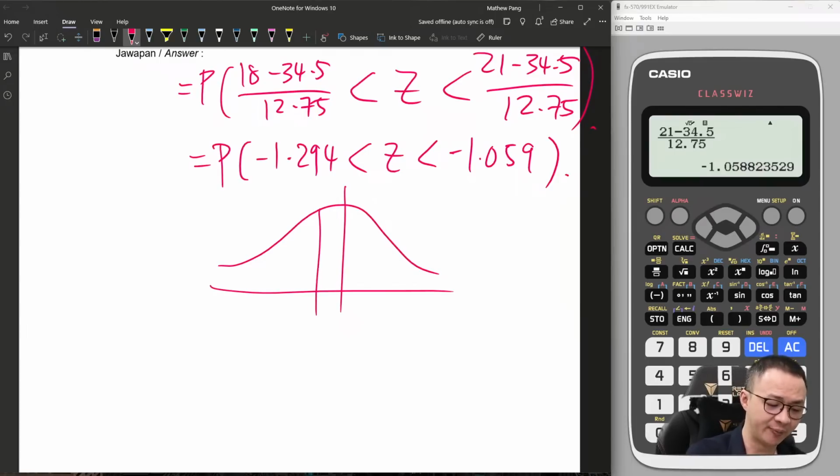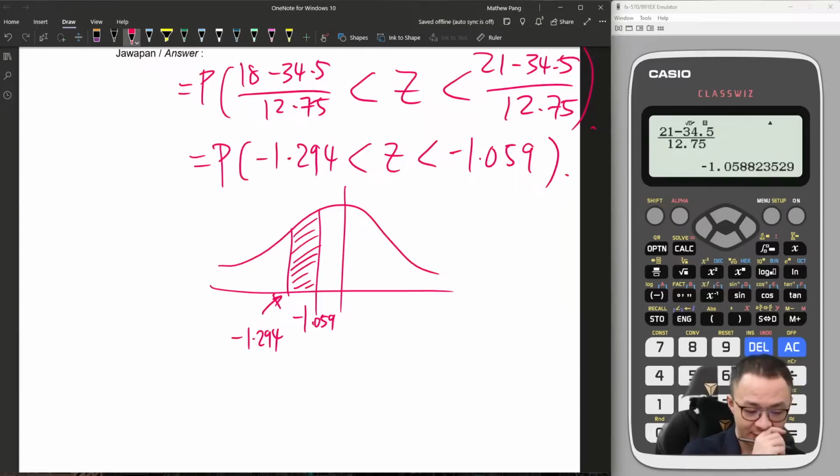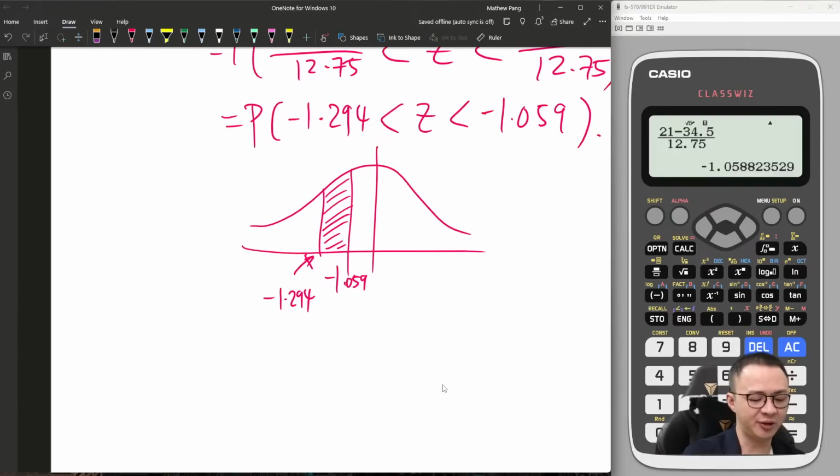Okay, so if I draw the bell-shaped diagram, it's from here at negative 1.059 to maybe here, negative 1.294. So yeah, it's basically this area, right? Depending on how you want to do it, you can use the calculator straight away too. Or just in case some students don't have this advanced calculator, we know that both sides are symmetrical, right? So I'm going to use the positive side because your table cannot find negative values, right? So I just assume this is symmetry, okay?